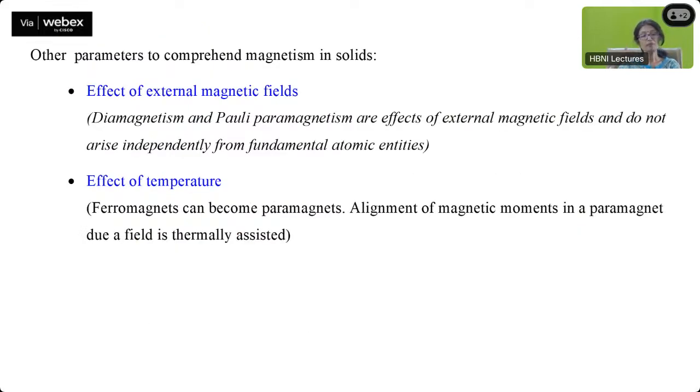Now the other parameters we use to comprehend magnetism in solids are the effects of external magnetic fields, which are diamagnetism and paramagnetism. These are effects of the external magnetic field and they do not arise independently from fundamental atomic entities. Then there is the effect of temperature, where ferromagnets, when we heat them, become paramagnets at a particular temperature. The alignment of the magnetic moments in the paramagnet is due to a field and it is thermally assisted.